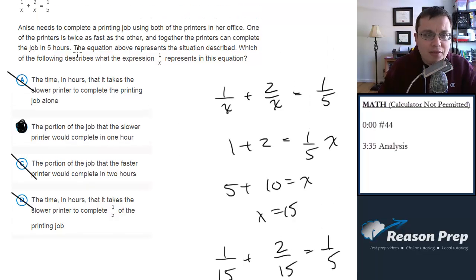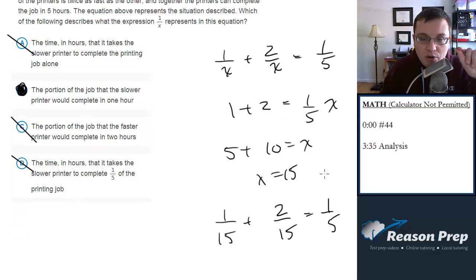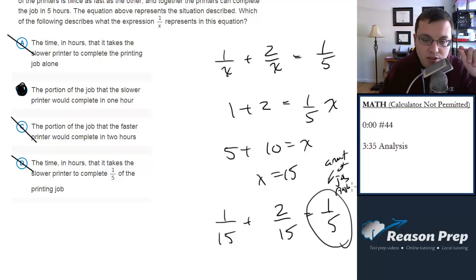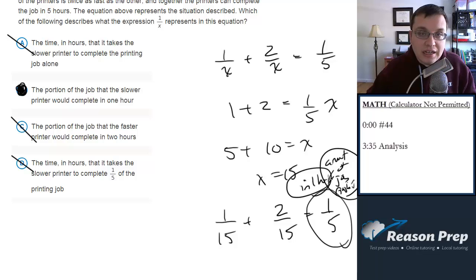So they said in the problem that these two printers together can finish the printing job in 5 hours, which means that this represents the amount of the job finished, in other words, in 1 hour. In 1 hour, these two printers working together will finish 1/5 of the job, such that in 5 hours they will finish 5/5 of the job. In other words, the entire job. So this represents the amount of job.